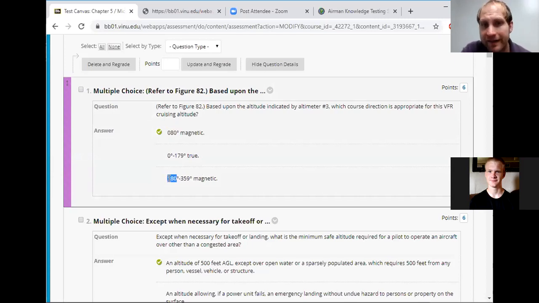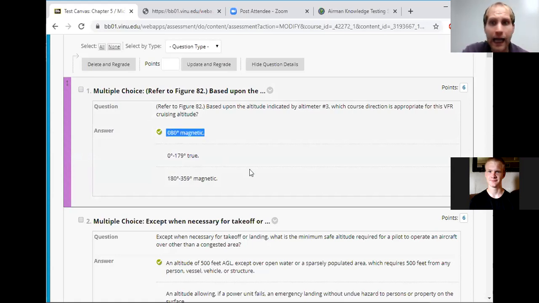Why is answer choice C incorrect? Well, answer choice C is describing magnetic courses between 180 and 359. That would be more of a westerly course. So the best answer choice here is A.